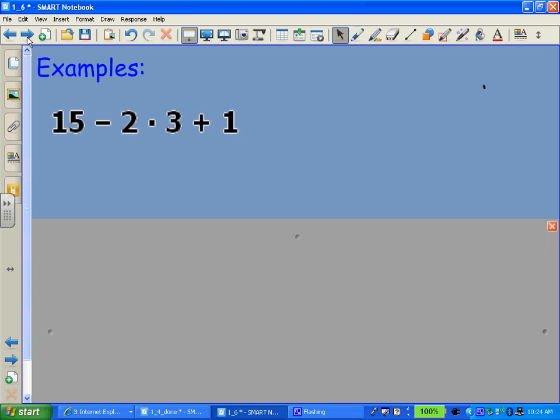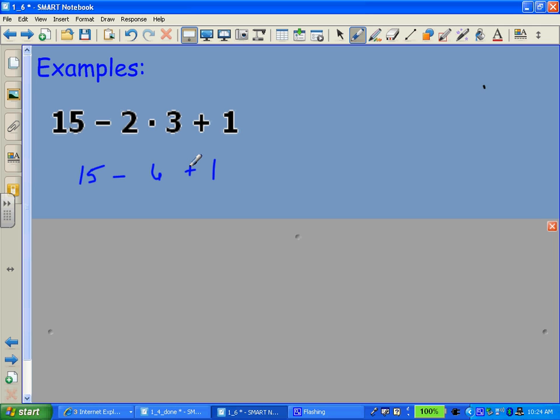So when I'm given an expression, I want to go through each letter of PEMDAS to look for that. The first thing is parentheses. In this example I don't have any parentheses. So then I look for exponents. I don't have any of those either. So then we go to multiply and divide, and you can see right here in the middle I have 2 times 3. So I'm going to have to do that first. So that would become 15 minus 6 plus 1.